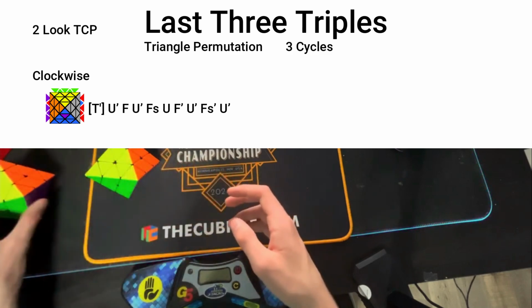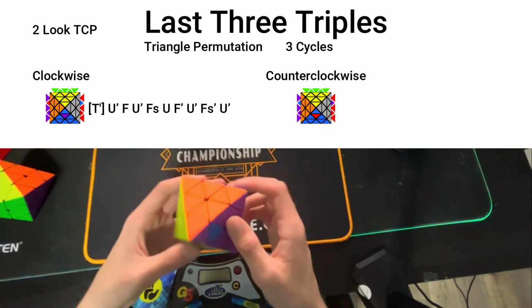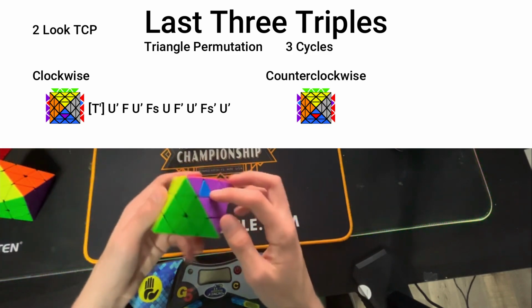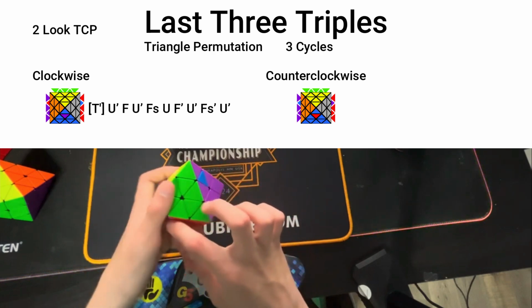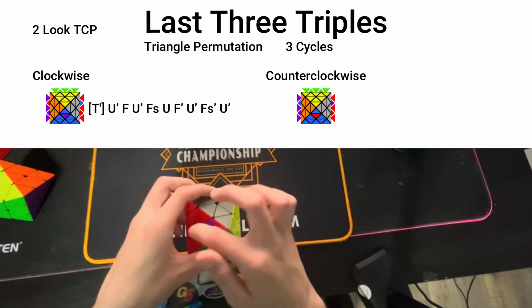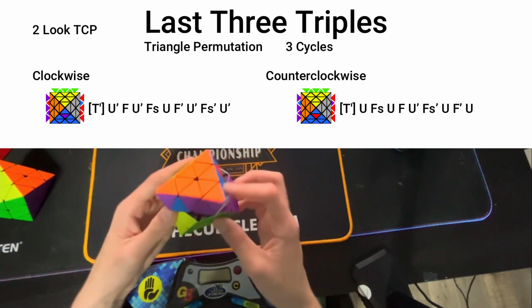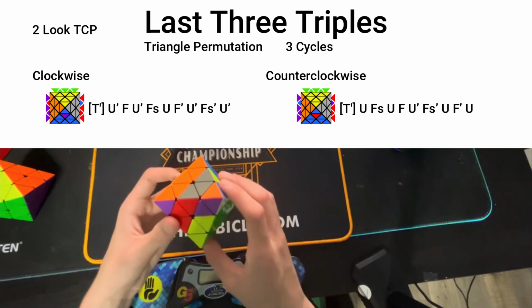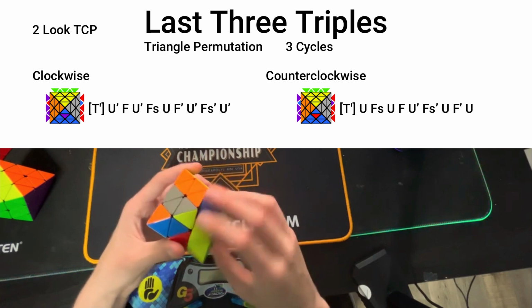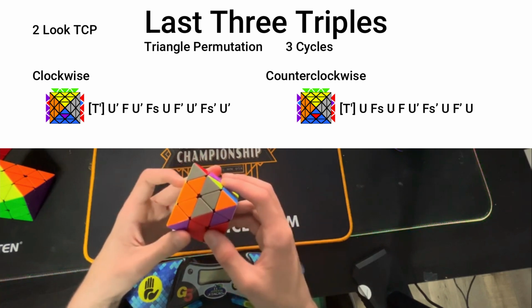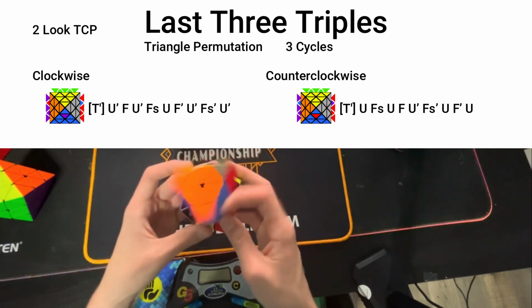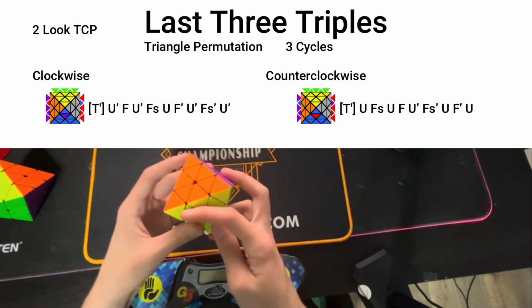And then for counterclockwise, again, you would hold it the same way, except these ones are gonna swap counterclockwise. So you would hold it like this, and you would do U, F, S, U, F, U prime, F, S prime, U, F prime, U.